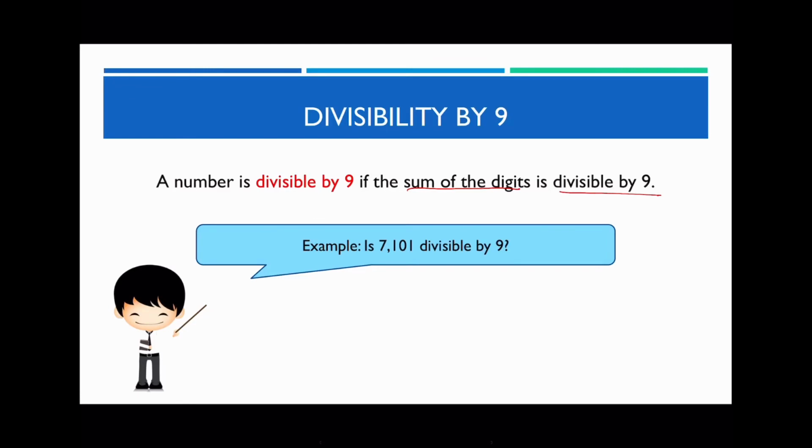So if I do that, I'm going to get an answer of 9. And if I go 9 divided by 9, that is equal to 1. So therefore, because I'm getting a nice whole number, this indicates that 7,101 is divisible by 9.